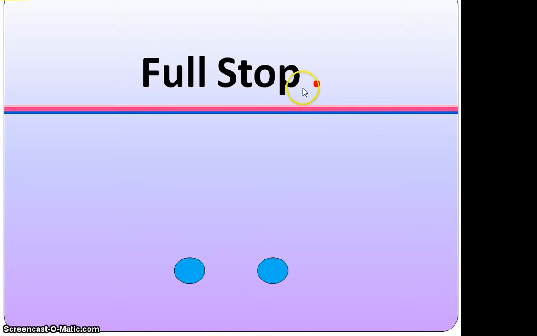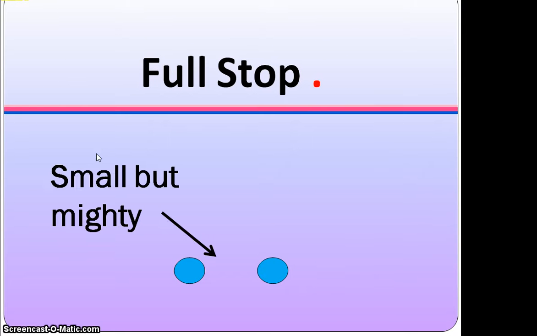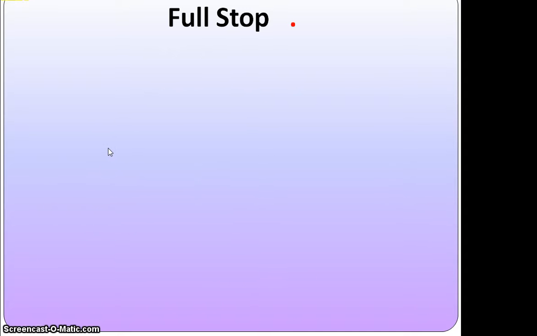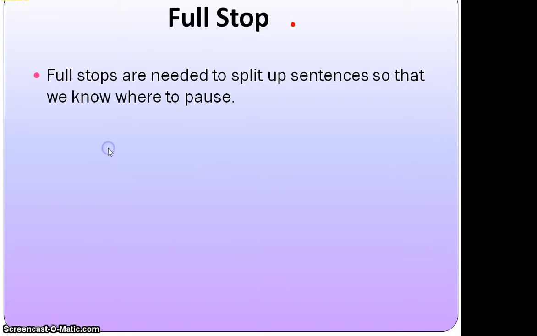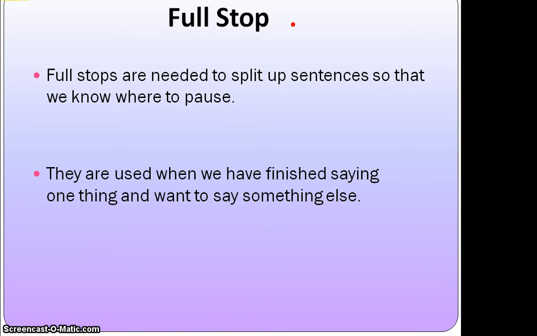Full stop. This is the symbol that is used for the full stop, this red one. Where do we use it? We use it at the end of a sentence. Where one sentence completes, we put it right after it. So full stops are needed to split up sentences so that you know where to pause. Where one sentence completes, you pause, put a full stop, and then you continue. It is also called a period.